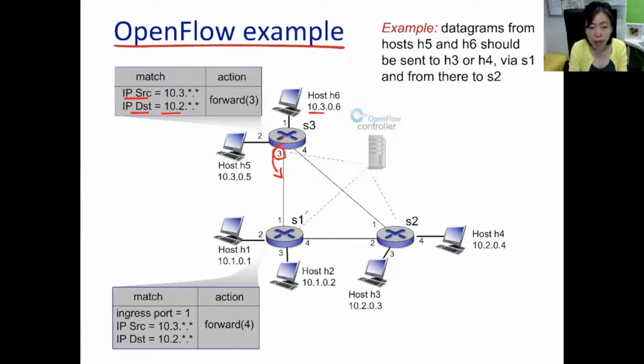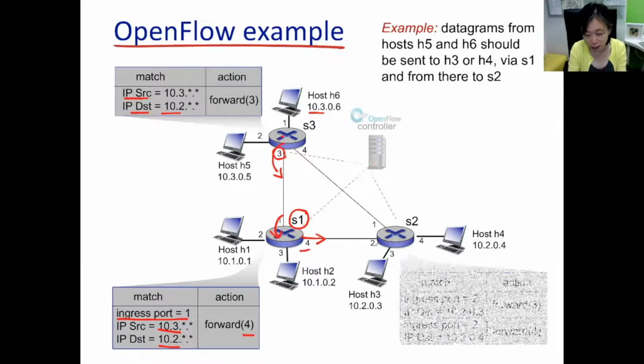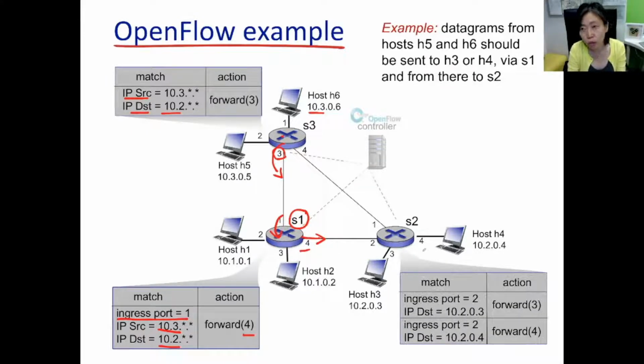Now, the entry in S1, this router at the bottom, will look like this. If the ingress port is 1, so this is the incoming port number being 1, source 10.3, destination 10.2, that's forwarded down this interface 4. And then we manually configure S2 with an entry looking like this. Ingress port being 2. Yeah, so the packet is definitely coming in from here.